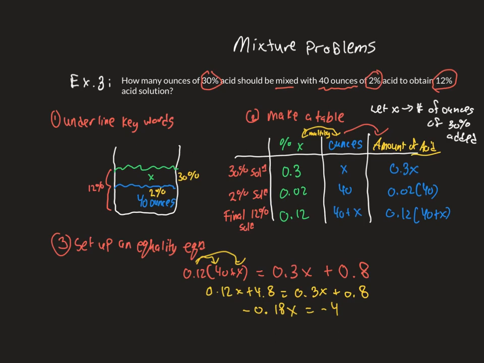Divide both sides by negative 0.18, which should give you 22.2. Now, once again, what was my x? The x was the number of ounces. So, what's my final solution? My final solution is 22.2 ounces of 30%. So make sure you write yourself a final statement as well there. I would, but I have no room here. So let's look at the next one.